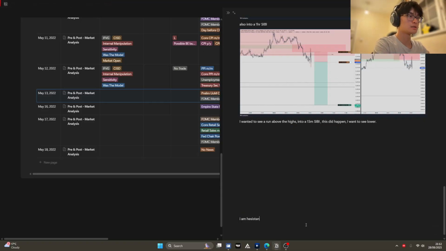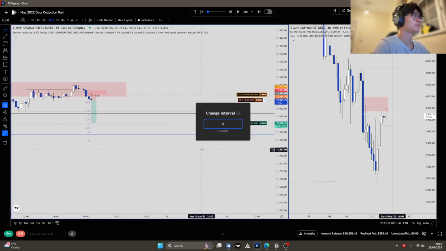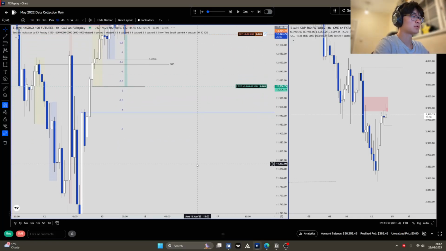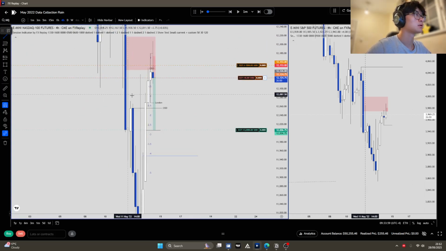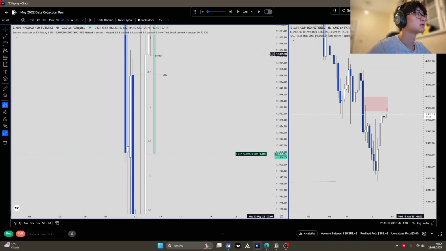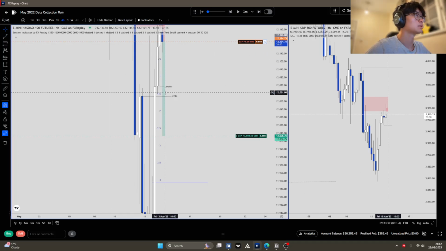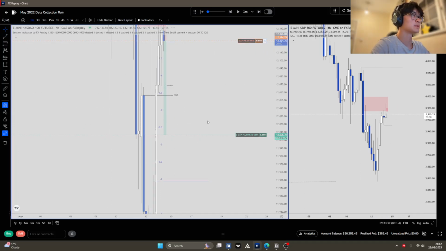I am hesitant on this trade because 4-hour suggests we go higher, but lower time frame suggests we retrace. Okay. And now I'll probably go back to that 4-hour. I think we have a volume imbalance there, yeah. So, yeah, I think London is probably the best.